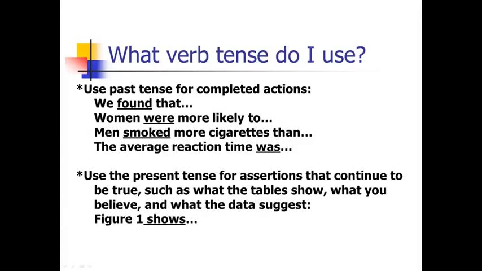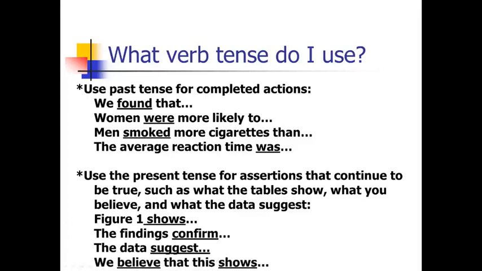So you would say, like, figure 1 shows, because it's still showing it. The findings confirm, because they're still confirming it. The data suggest, because the data still suggest that. So that's still ongoing and true at the time the reader reads the paper. It's not in the past. Or we believe that this shows, again, in the present.